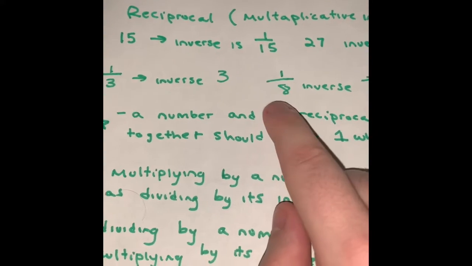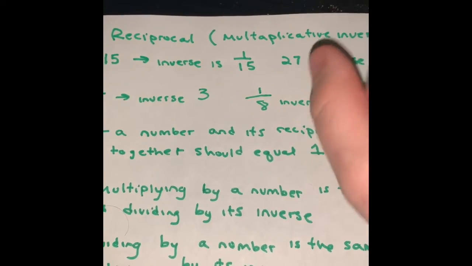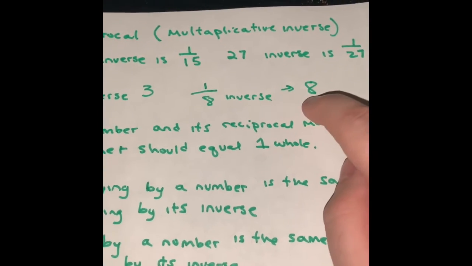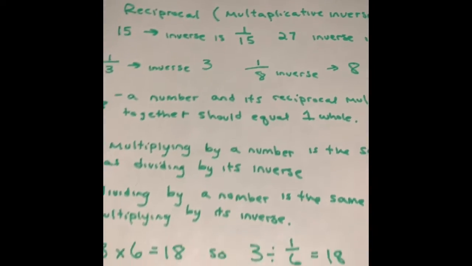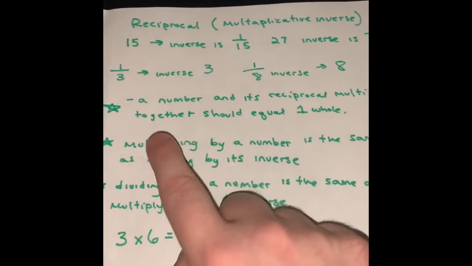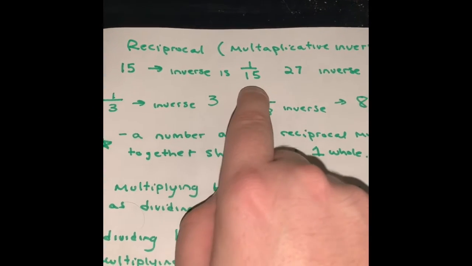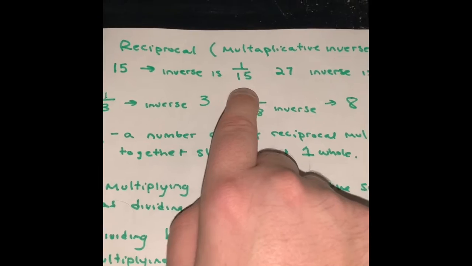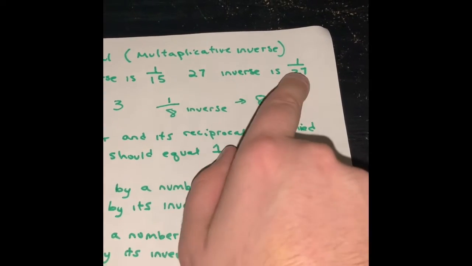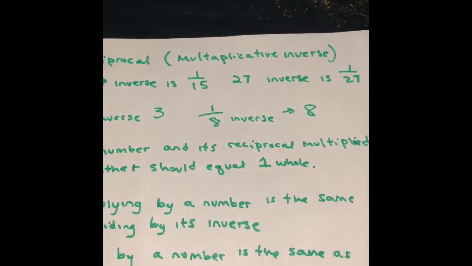So really all we're doing is we're just flipping the top and bottom. And when we have a whole number like this, we know our denominator is going to be 1. So 15 is the same as 15 over 1. 3 is the same as 3 over 1. So now if we have 1 over 8, our inverse, we're basically just going to flip it, is going to be 8 wholes, or in other words, 8 over 1. So what we should notice, a number and its reciprocal multiplied together should equal 1. So 15 times 1 over 15 will equal 1. 27 times 1 over 27 will equal 1. 1/3 times 3 should equal 1. And 1 over 8 times 8 should equal 1.